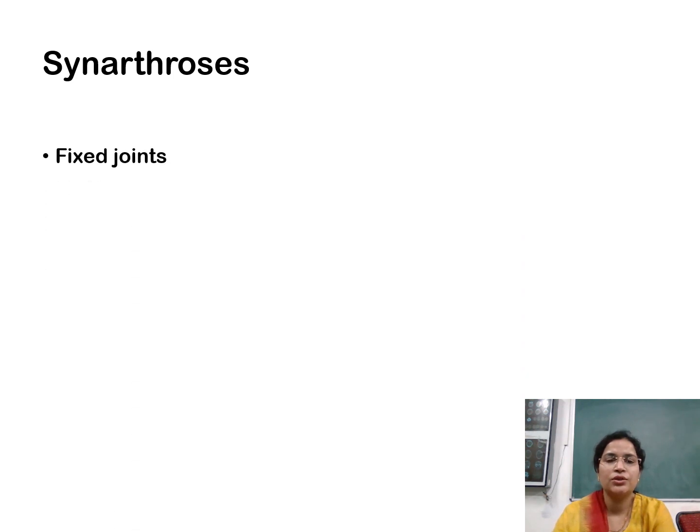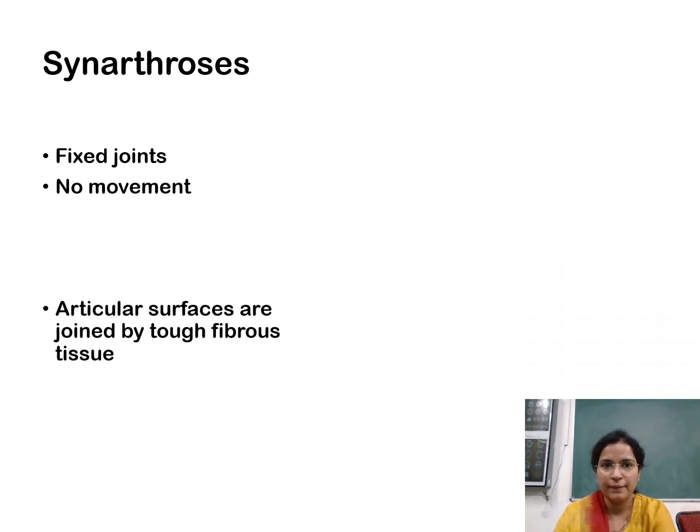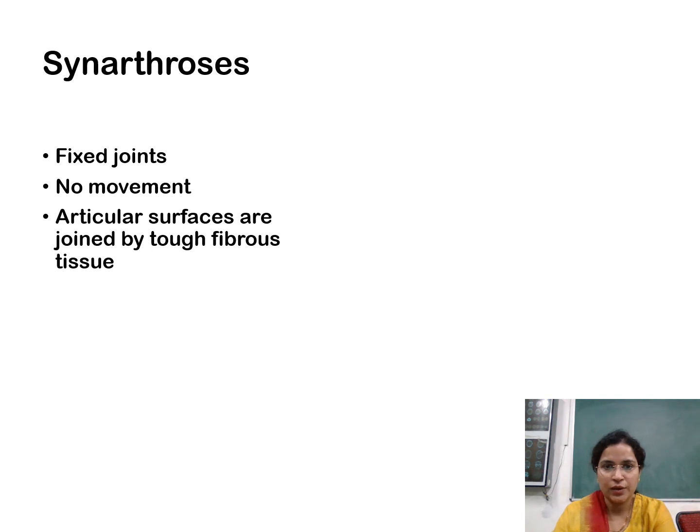Now the synarthrosis type are the fixed joints, no movement is possible. Articular surfaces are joined by tough fibrous tissue, by sutural ligaments or sutural membranes. Example: sutures of the skull.